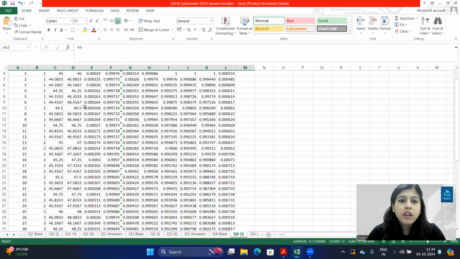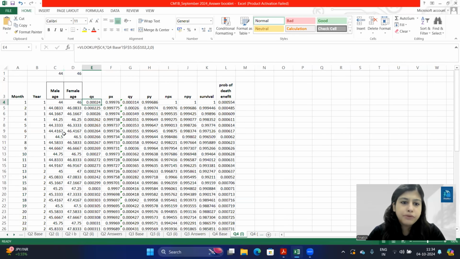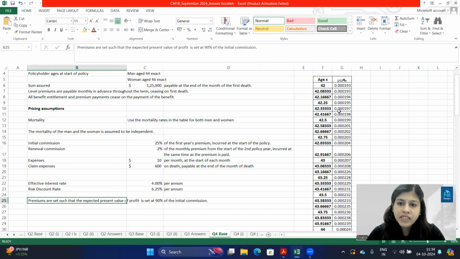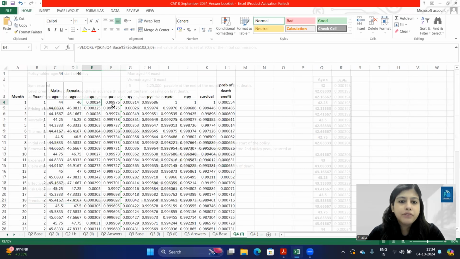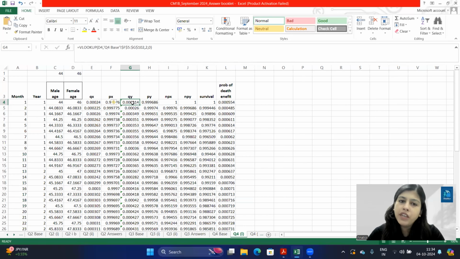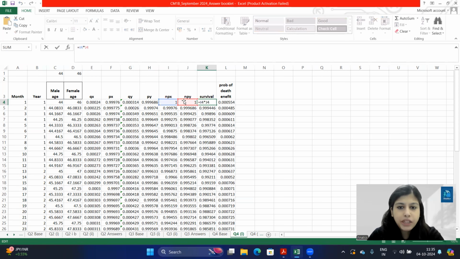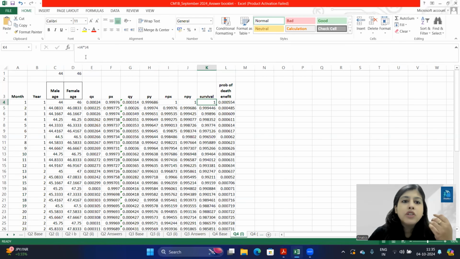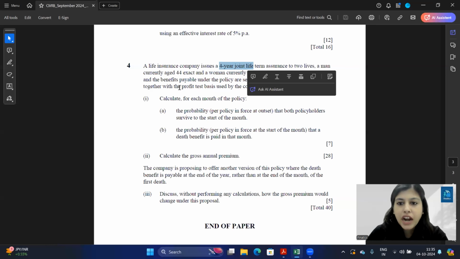Okay. Now this we look up from the mortality table given to us here. We have px, 1 minus qx. Similarly, qy also, you use the same thing with the female age, and 1 minus py we do it. npx is nothing but again using the consistency principle. Survival is both survive to the start of the month, so we have been told to calculate the probability of survival. That means both survive to the start of the month.